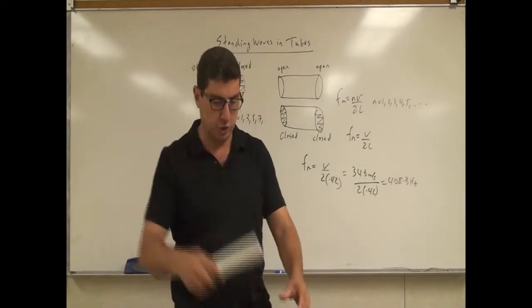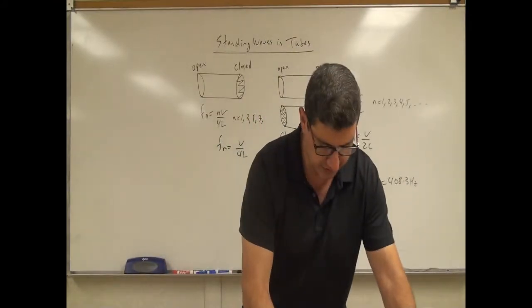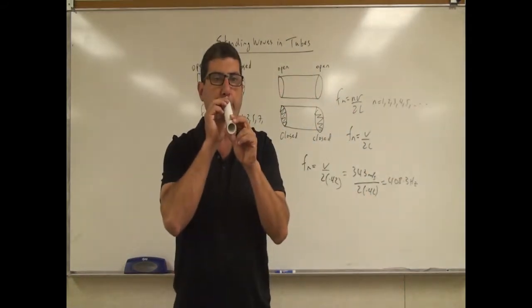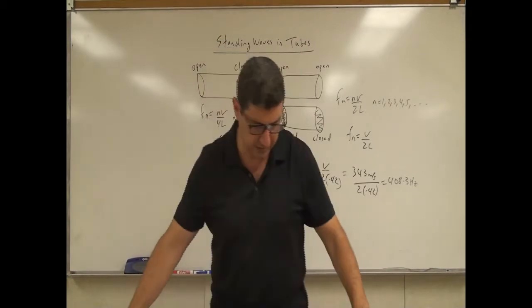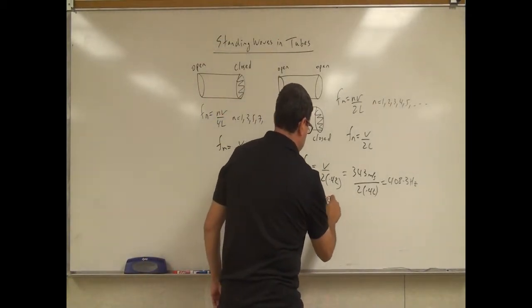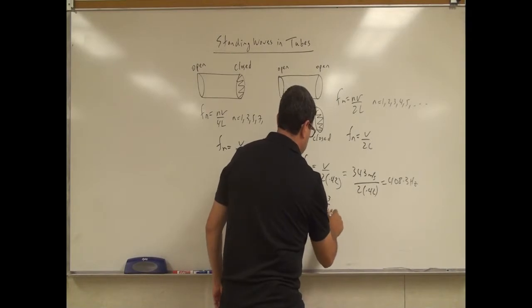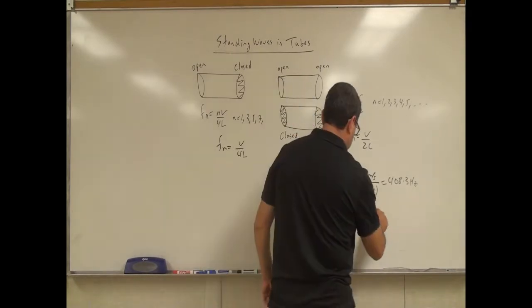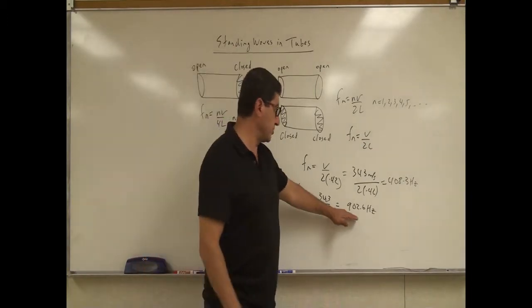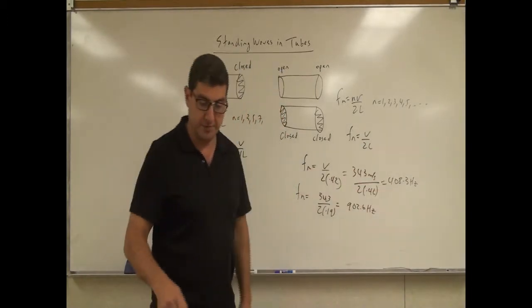Okay. Now this one is shorter. It's going to be 19 centimeters. So then you're going to do 343 over 2 times 0.19 hertz. 902.6 hertz, so it produces a frequency that is more than twice the other one, right?